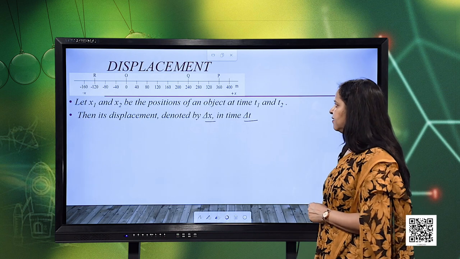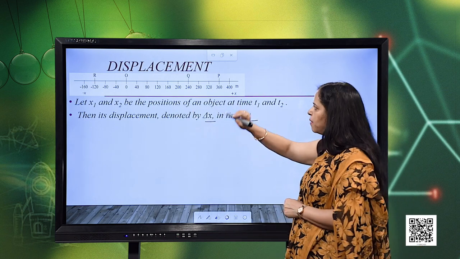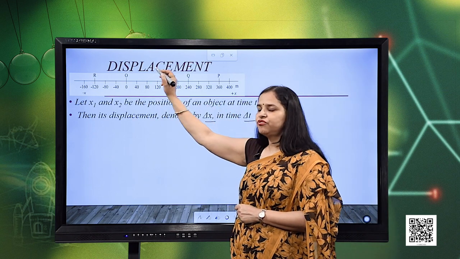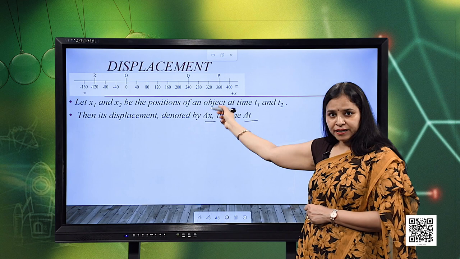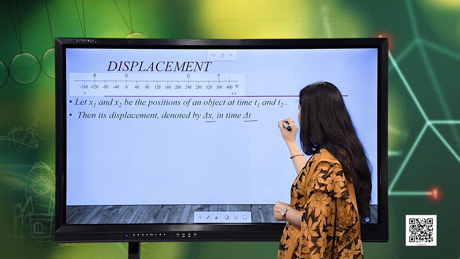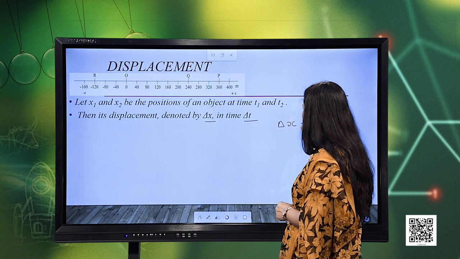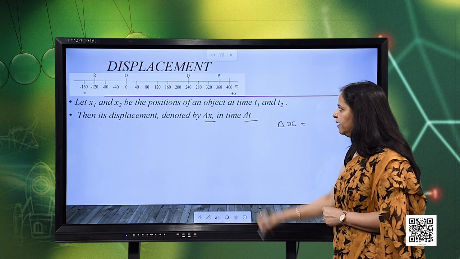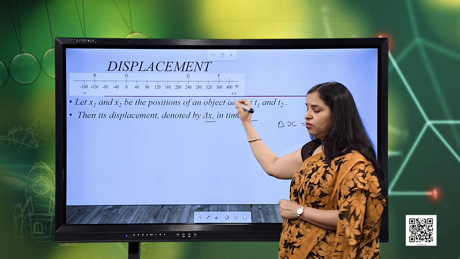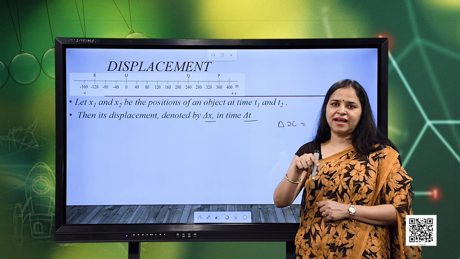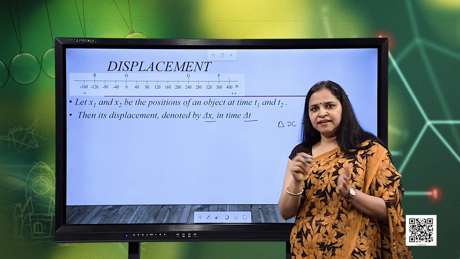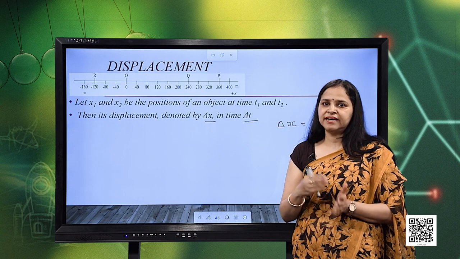So in this case, if I consider that a particle moves from point O, that is from the origin, to point P, then what is the displacement? The displacement will be delta x, and this displacement will be final position minus the initial position. So now we are going to consider the sign as well, as displacement is a vector quantity. Vector quantities, vectors and scalars, we are going to study in detail in the next chapter.